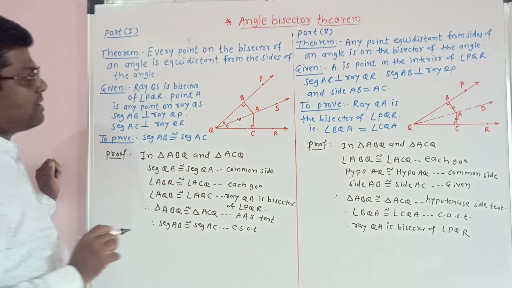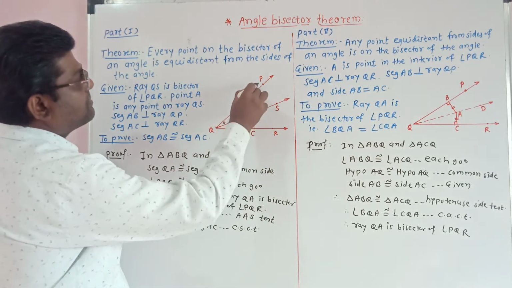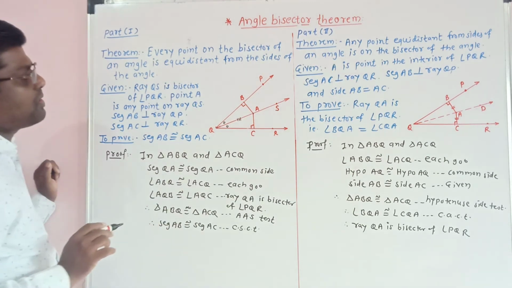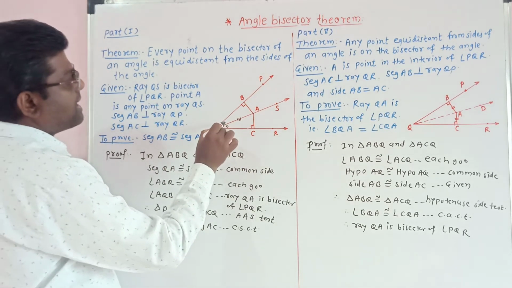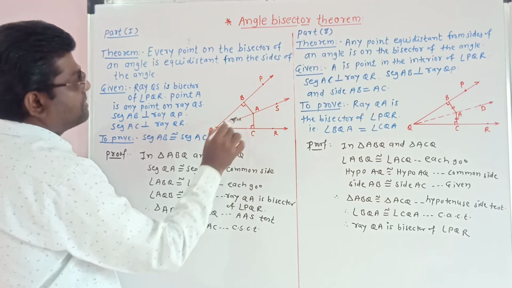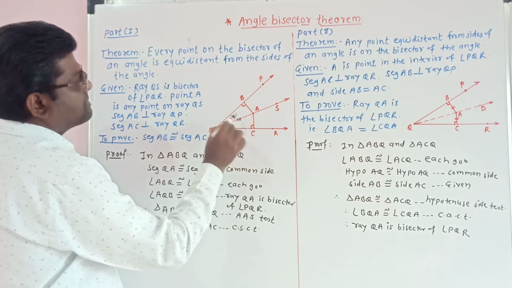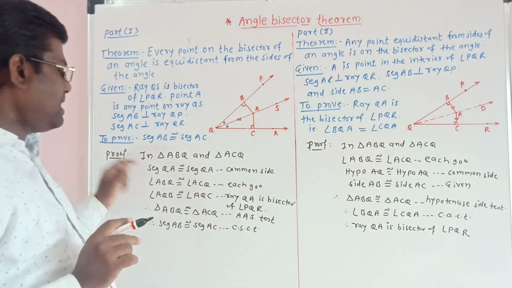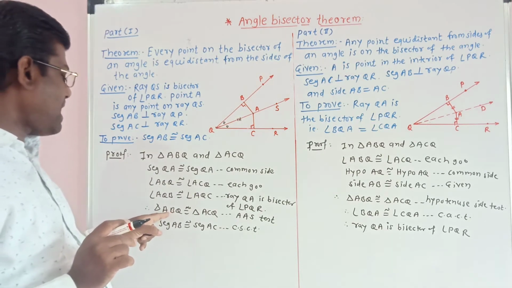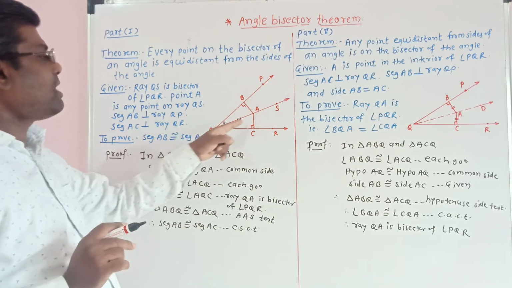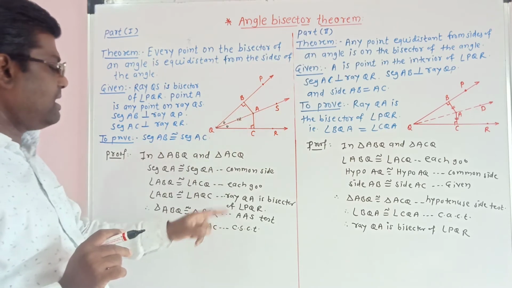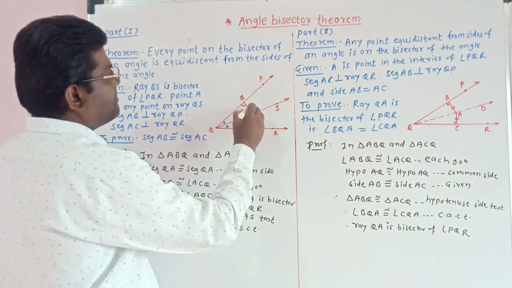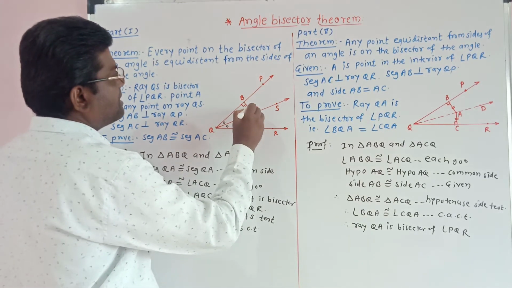are congruent because ray QS is the bisector of angle PQR. So in these two triangles, angle, side, angle. So these two triangles are congruent by the AAS test. Therefore triangle ABQ is congruent to triangle ACQ by the AAS test. Therefore segment AB is congruent to segment AC.